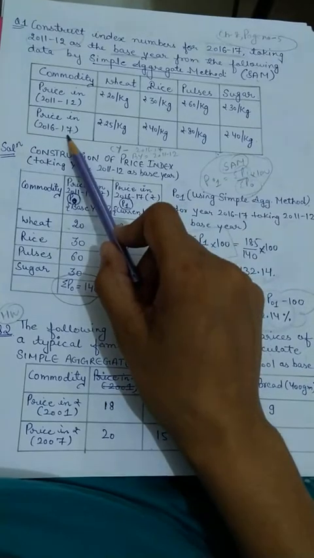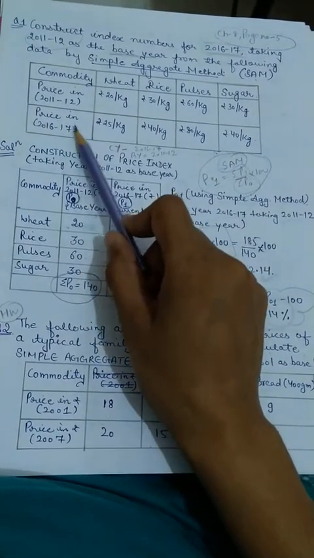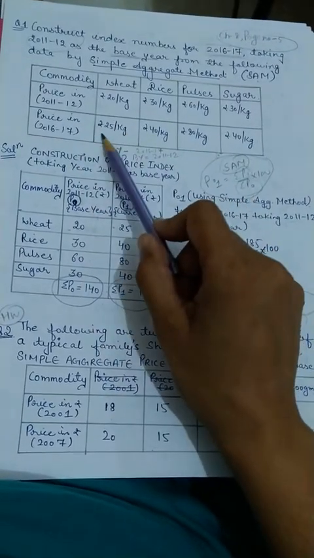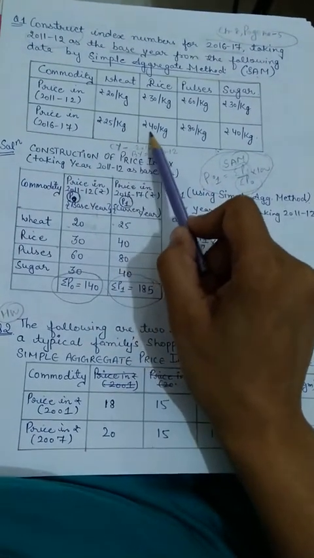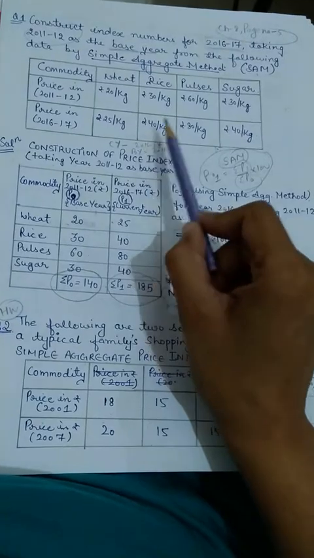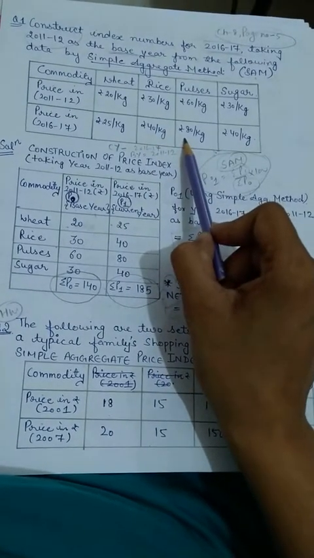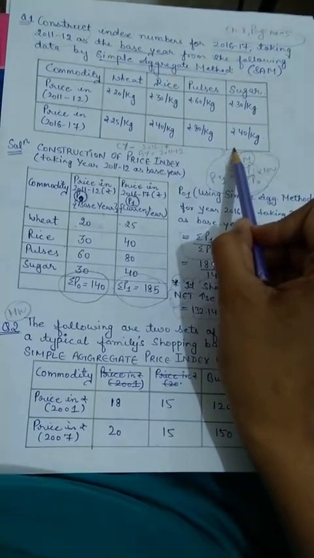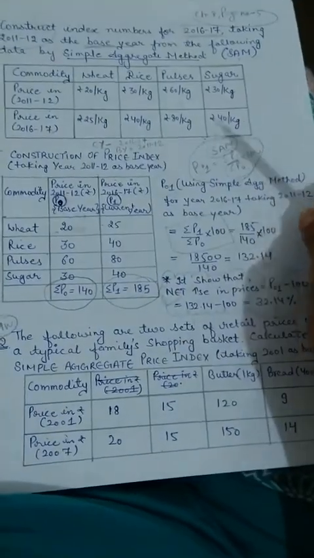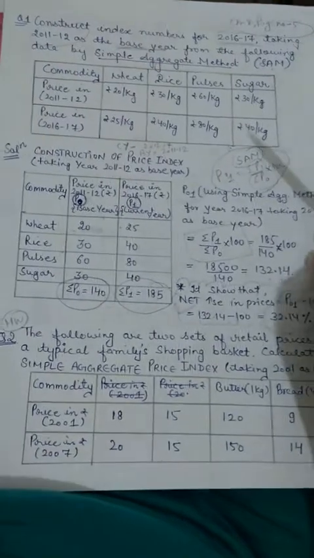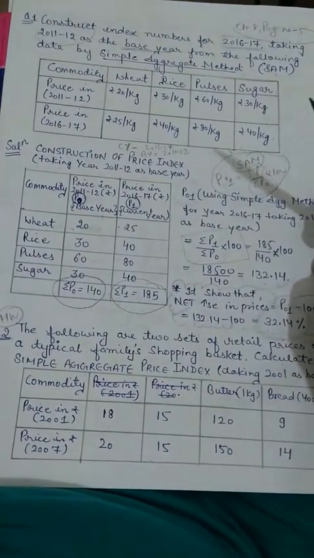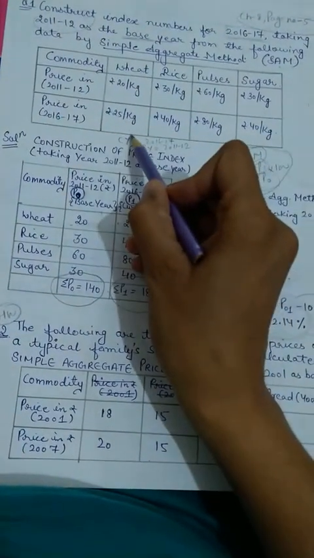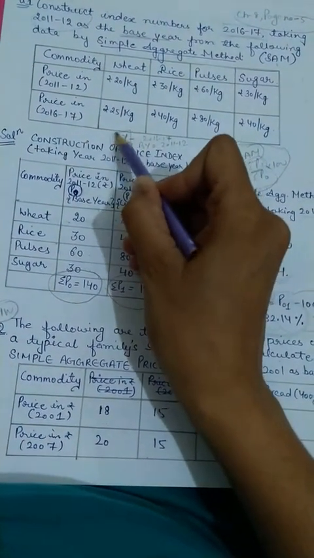After this, you have been given the prices of 2016 and 17. Wheat is 25 per kg, rice is 40 per kg, pulses are 80 per kg and sugar is 40 per kg. Before starting our question, we first have to find out which is the current year and which is the base year. Here I am writing CY in short form.